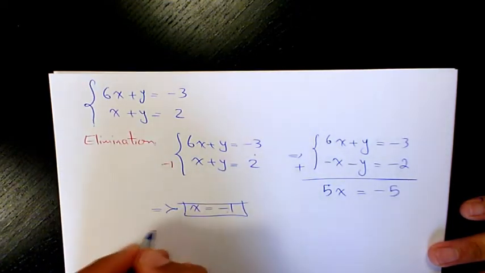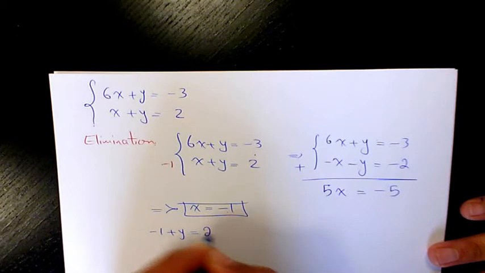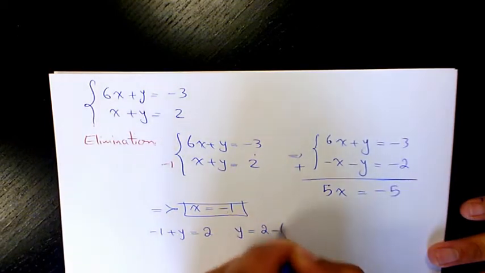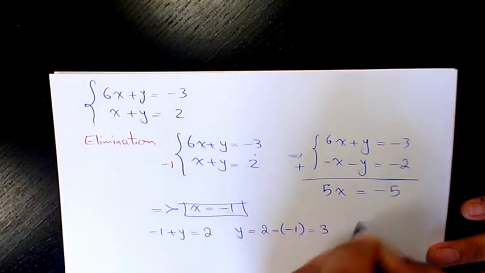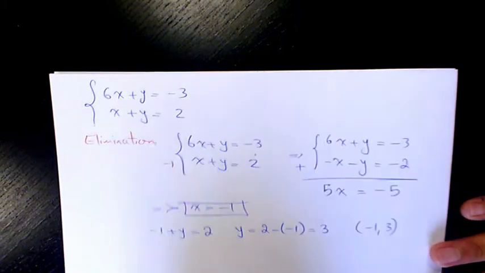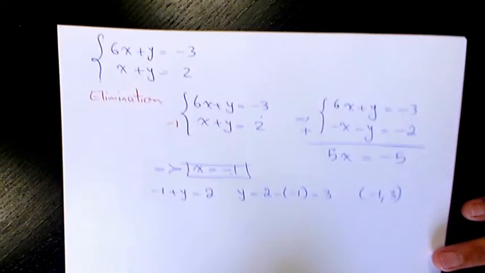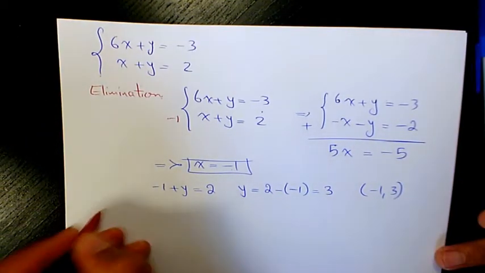When you sub it there, negative 1 plus y equals 2. So y will be 2 minus negative 1, which is going to be 3. So the point of intersection is negative 1 and 3. Now let's use the substitution method.